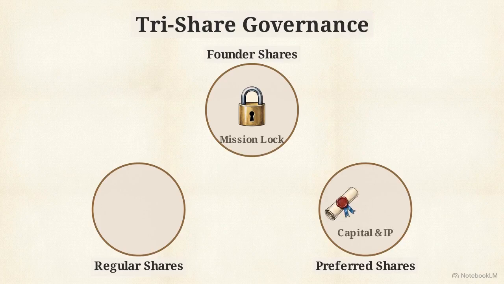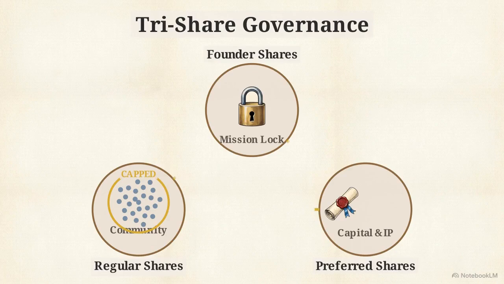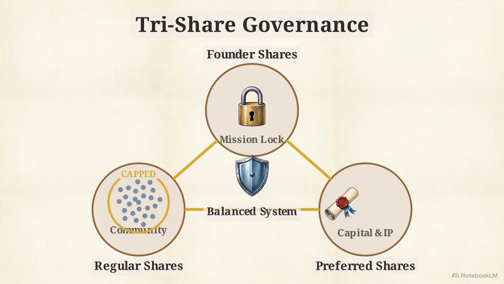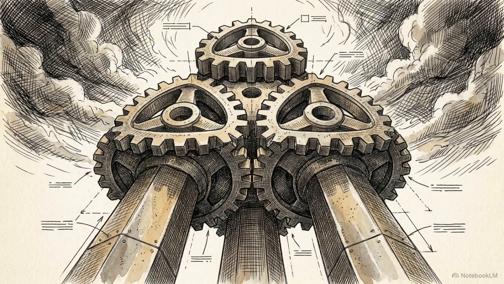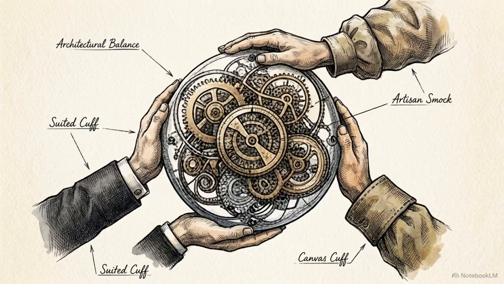These exist strictly to protect priority rights for major capital and documented IP contributions. The third node consists of regular shares. These empower the broader community, providing ordinary voting and dividend rights to active participants. Crucially, regular shares are capped. This prevents early members from accumulating an internal monopoly and dominating the system through sheer seniority. This tri-share balance ensures the governance structure protects the founding mission, respects the capital and IP contributions, and empowers the community, each side checking and balancing the others.